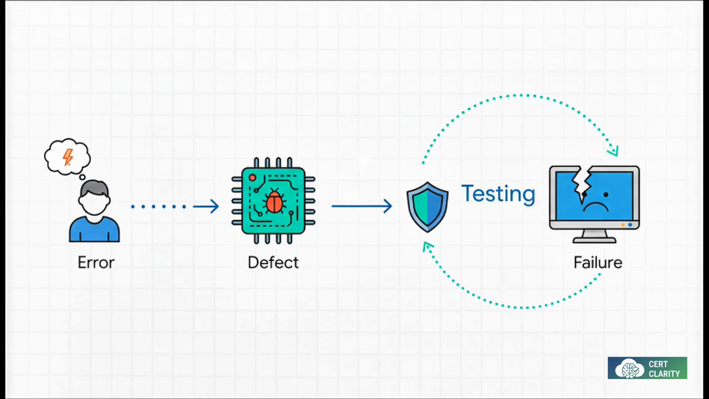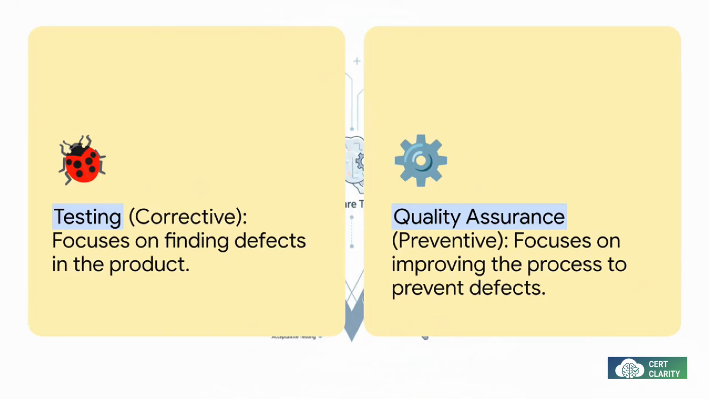You have to understand this chain reaction. It all begins with a human error. Someone makes a simple mistake while coding. That mistake creates a defect in the software, which is what we all call a bug. And then, when the code with that bug runs, it can cause a failure, the crash, the freeze, the wrong calculation. The whole point of testing is to find and fix that defect, breaking the chain before it leads to failure.